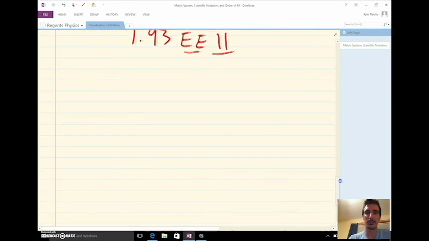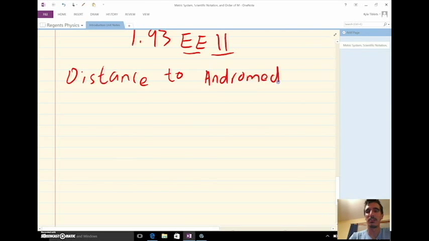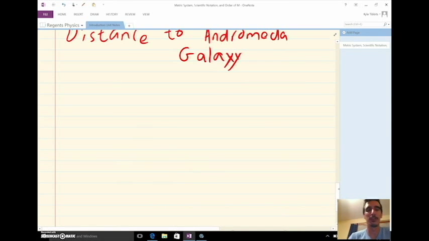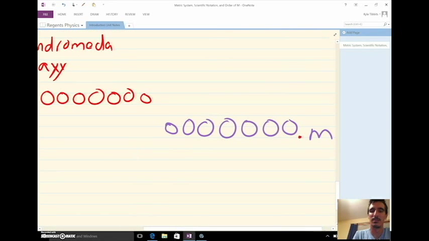Alright, so let's do some conversions. We'll look at the distance to Andromeda Galaxy. This is the closest galaxy to our Milky Way galaxy. And it's actually on a collision course with our galaxy. One of the very few galaxies that are actually heading towards each other. So, how far away is it from us? Well, it's 2, 4, and a whole bunch of zeros. If I were you, I'd count along.